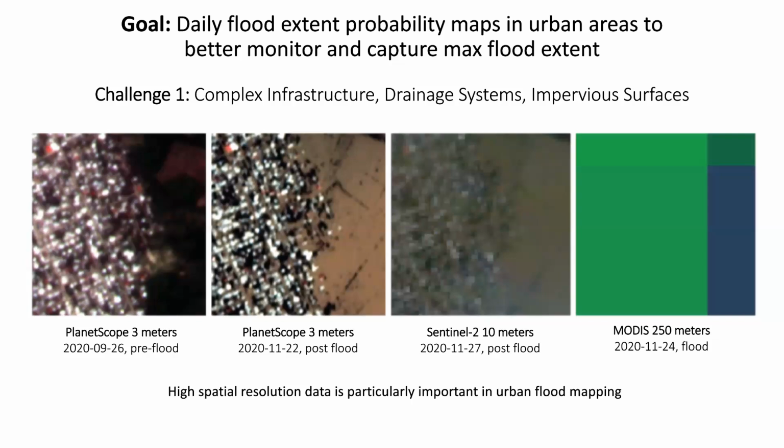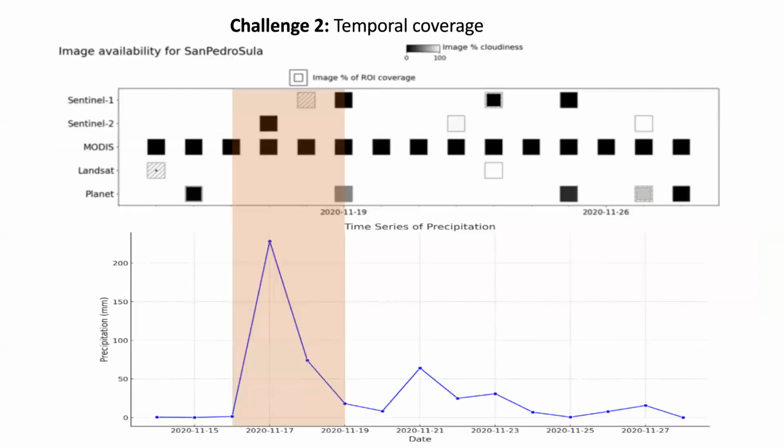But even if the spatial resolution downgrades to 10 meters, it's pretty hard to tell what is actually underneath. And if we're using one of the most used sensors like MODIS, it's 250 meters, then we cannot see anything underneath. So that means we need to use very high spatial resolution data for this job.